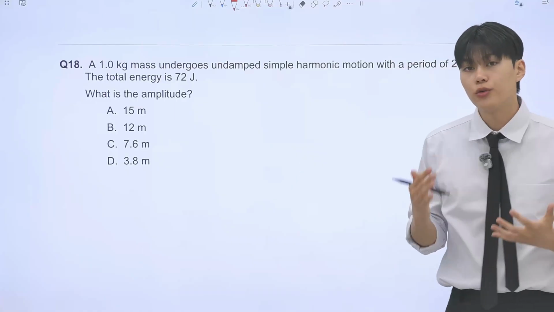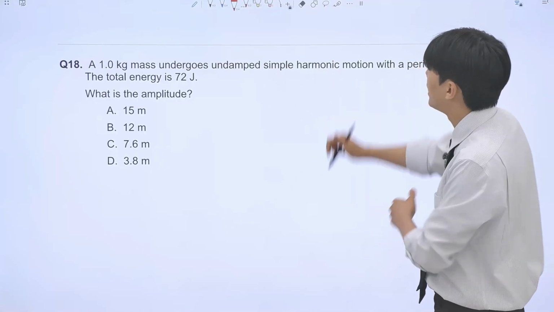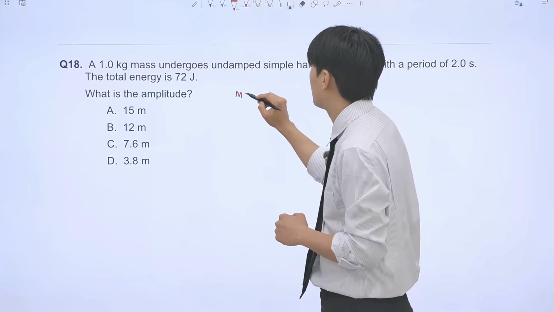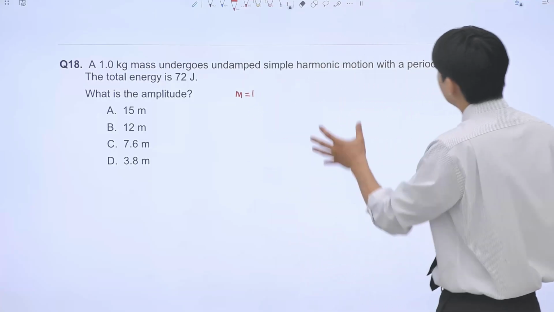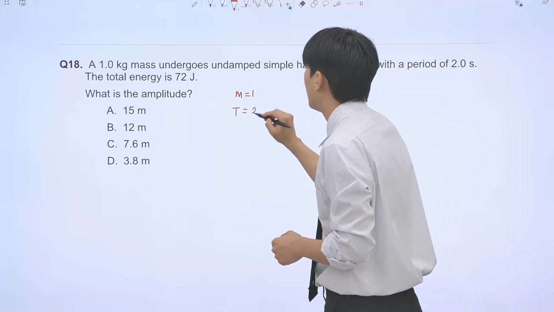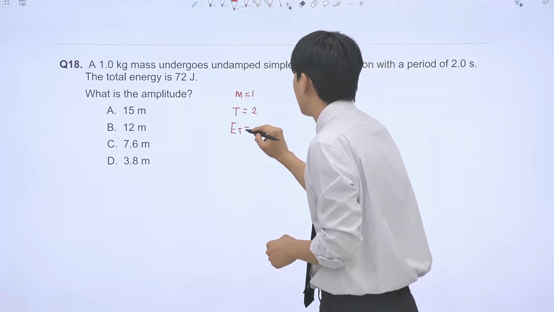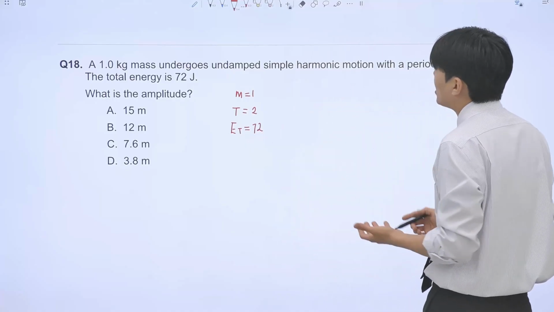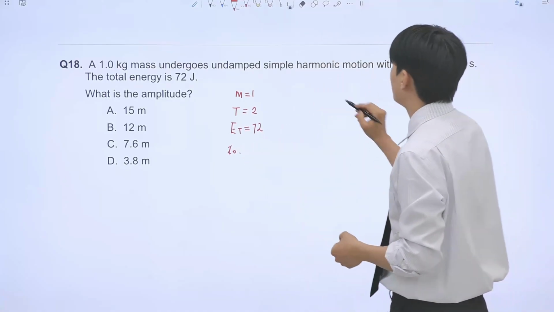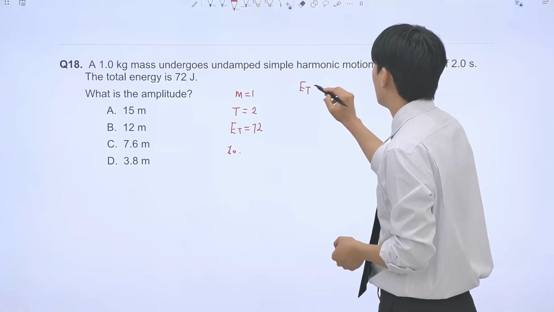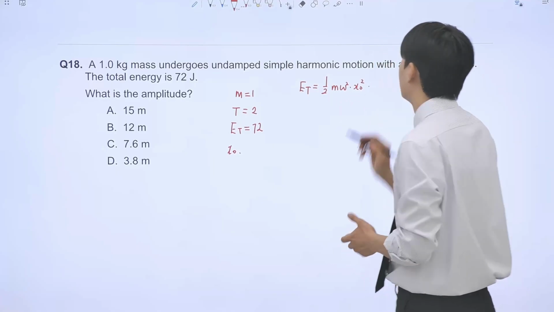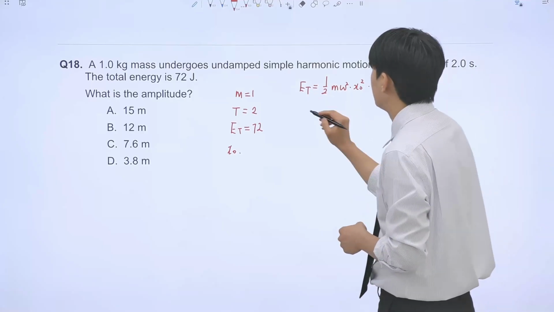Question 18 is also an SHM question, and they said something undamped, so don't think about it right now. The mass equals just 1 kilogram, it goes through SHM, its period is 2 seconds, and the total energy equals 72 joules. They ask what the amplitude is, which is x0 in this case. That's pretty easy, right? Because we have the total energy equation in the formula booklet, which is half m omega squared times x0 squared. So the total energy is 72.